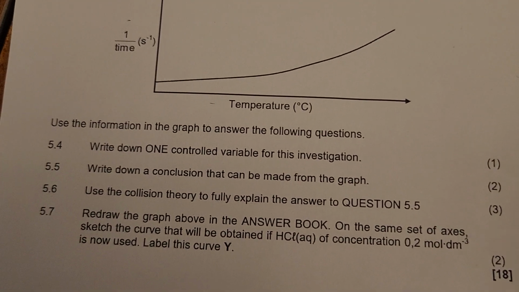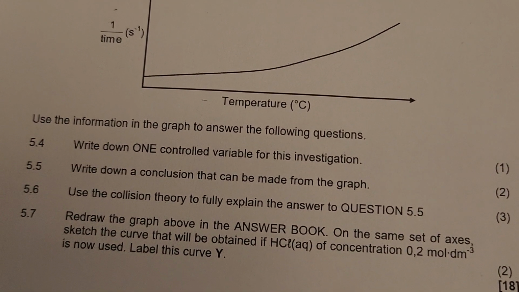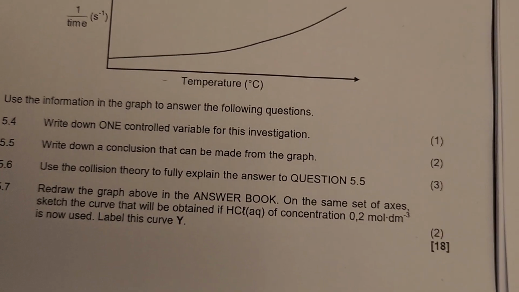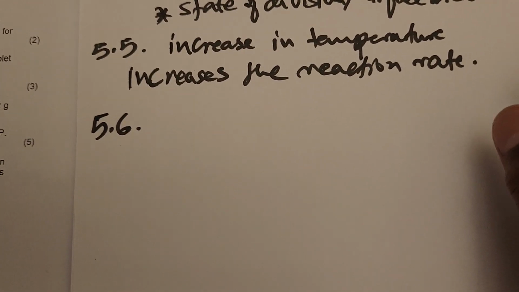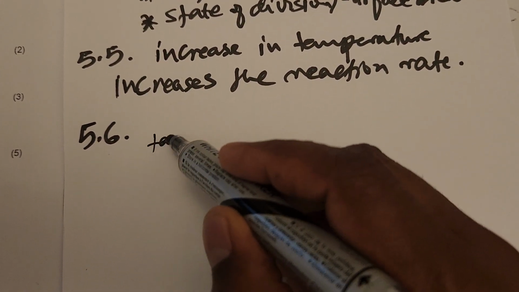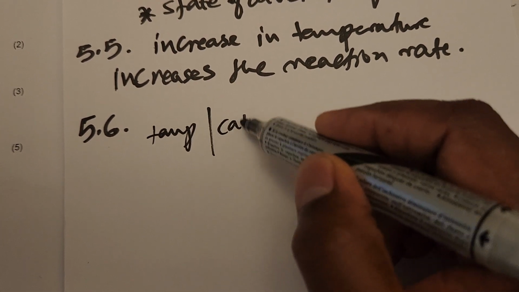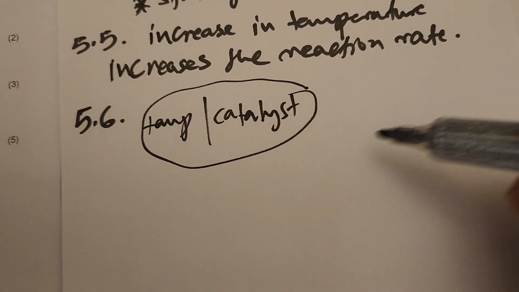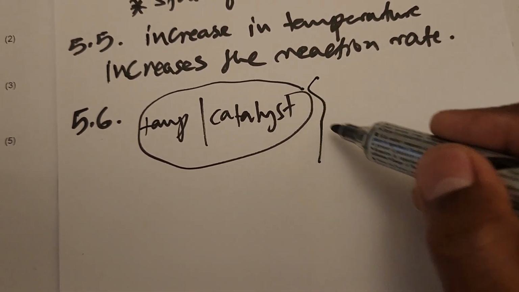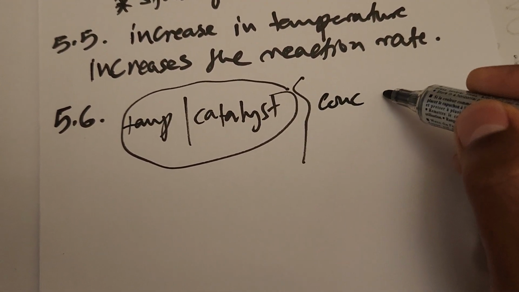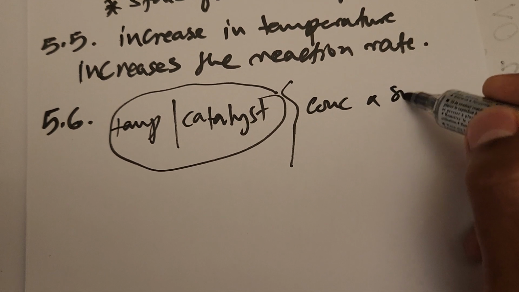The next question says to us, use the collision theory to fully explain the answer in 5.5. Why an increase in temperature increases the reaction rate? We know collision theory. Remember, we've got 4 parts of collision theory that you must prepare for. We've got temperature, we've got catalyst. Normally we combine these together because they always talk about the more particles having enough kinetic energy. We've got concentration and the state of division or surface area.